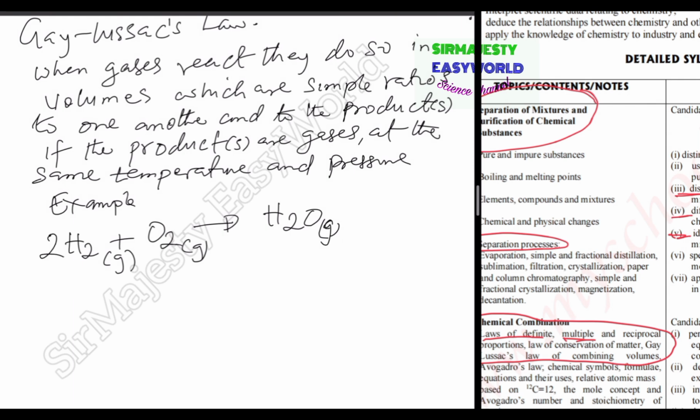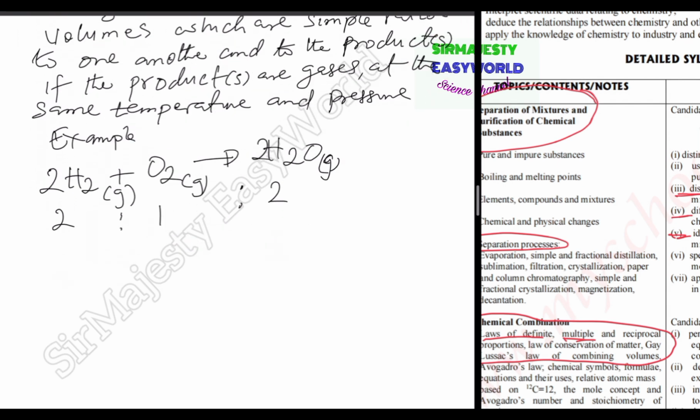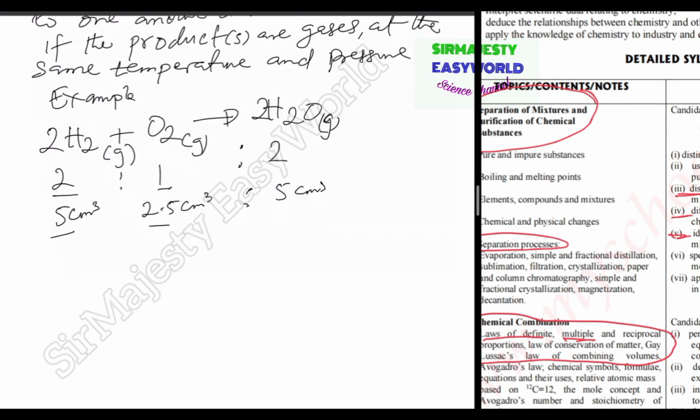If we put 2 here, we put 2 here. So what's the mole ratio? 2 is to 1 is to 2. It means that if we bring them by volume, it will also follow. If here becomes 5 cm cube, here will also be 2.5 cm cube, because half of 2 is 1, half of 5 is 2.5, and this is to 5 cm cube. Understood?